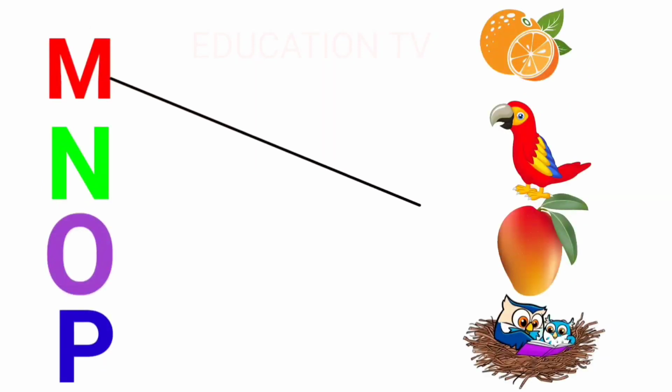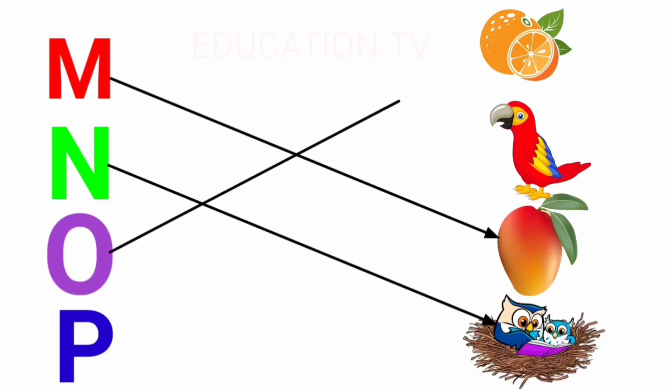M for mango. N for nest. O for orange. P for parrot.